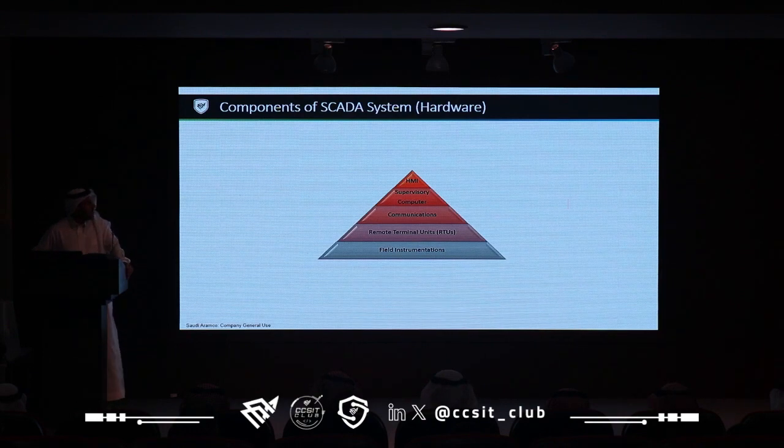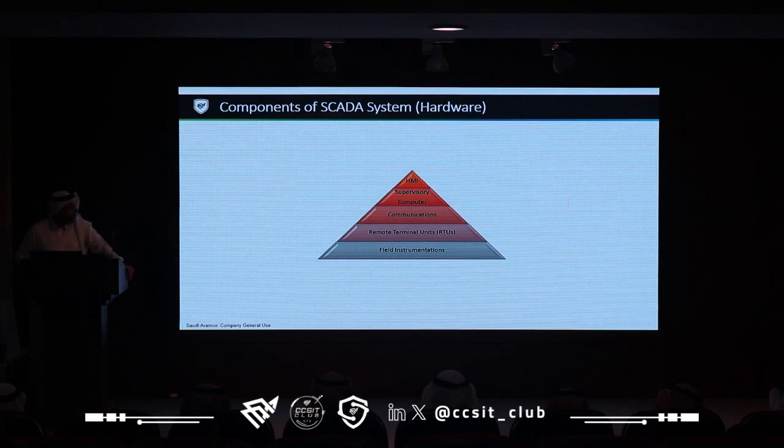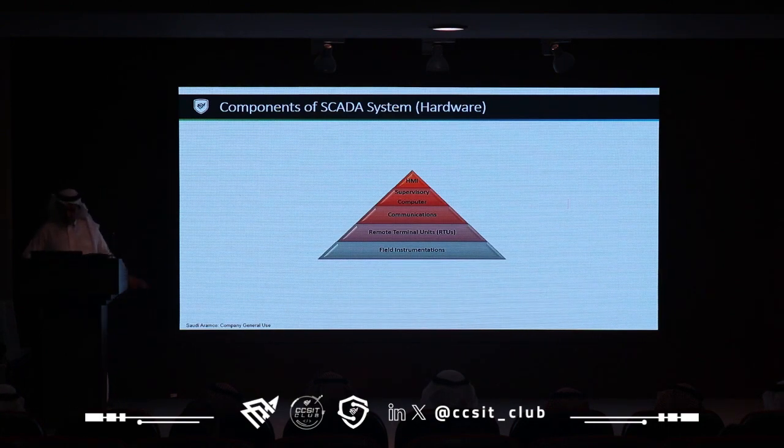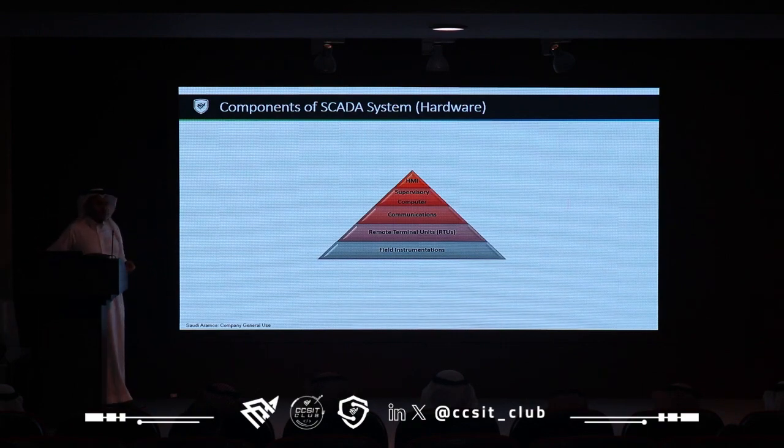Also, I'll give you a brief on the components of the SCADA system hardware. We'll start with the field instrumentation, which is the first point in the field. Next to the machine, you should have an instrument that will monitor and control this device, and it will be connected to a remote terminal unit, and you need communication with the SCADA system, the supervisory control system. At the supervisory system, it will feed the HMI that will present the data to the operator.